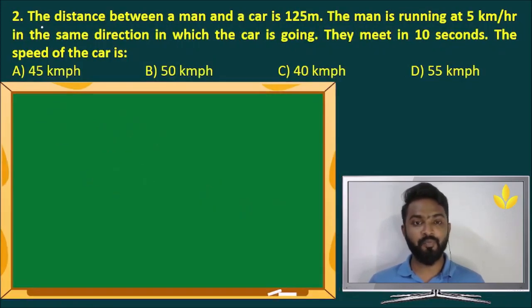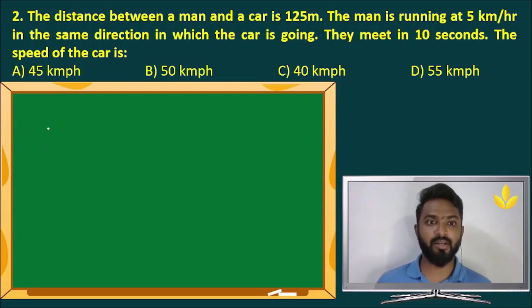Question number 2. The distance between a man and a car is 125 meters. The man is running at 5 km per hour in the same direction in which the car is going. They meet in 10 seconds. The speed of the car is what? Okay, let's do this then.